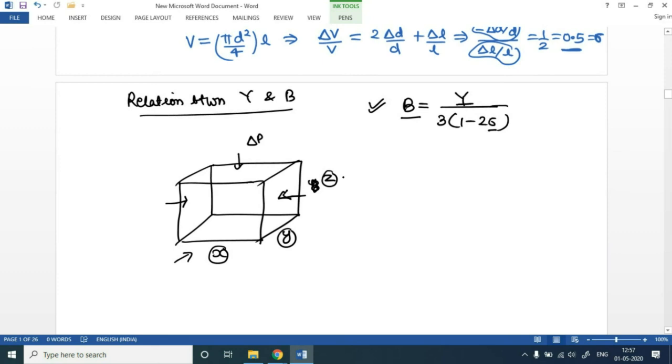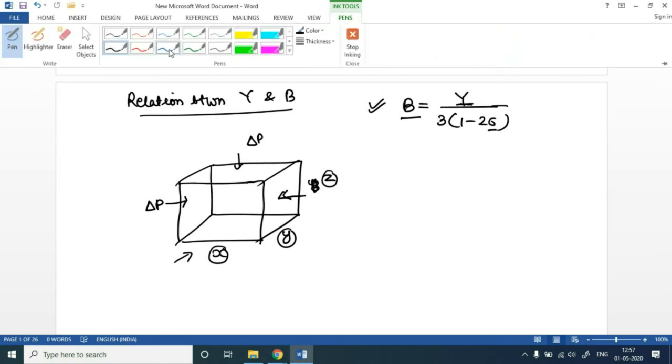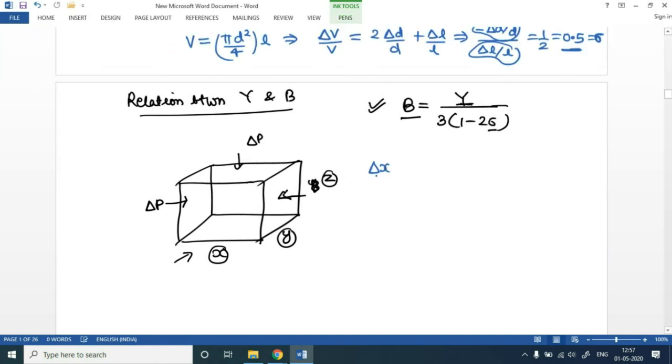We want a relationship between B and Y. So let's say this is the delta P, the extra pressure that has been applied on this material, and let's try to find the change in x. Let's say delta x by x is what we want to find. It will change due to this pressure, so for an instant, let's write it as delta Px. Due to this pressure, its length will decrease.